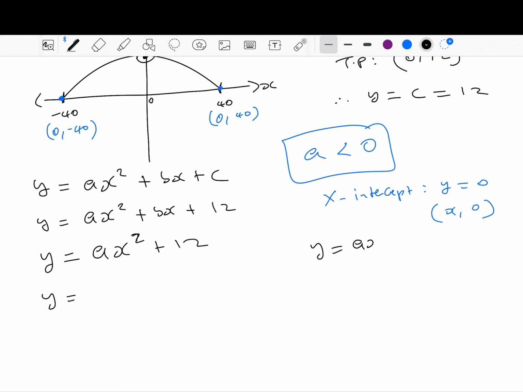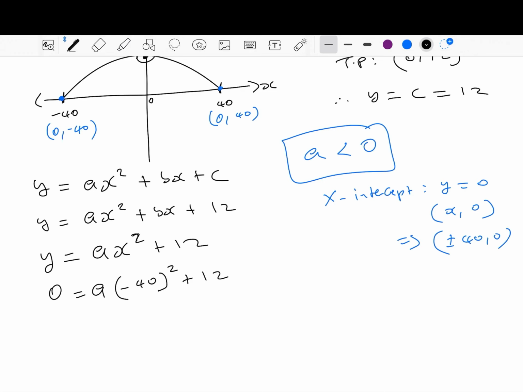So we have this equation: y is equal to ax squared plus 12. When y is equal to 0, you have either positive 40 or negative 40. You can choose one of the two. I'll just put negative 40, you can put positive 40, you should get the same answer. So when y is 0, x is either positive 40 or negative 40. Let me write that down. When y is 0, our x-intercept is plus or minus 40. Okay, great.